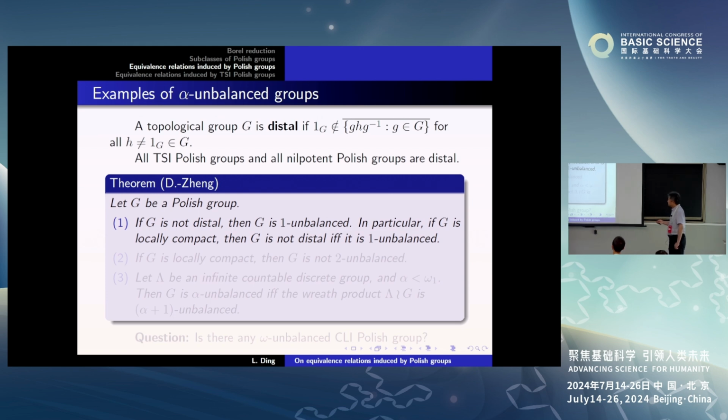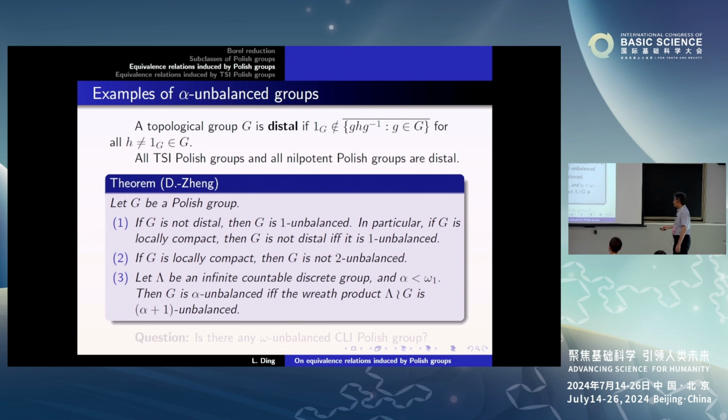Now, if G is not distal, then G is one unbalanced. Particularly, if we already know that G is locally compact, then G is not distal if and only if it's one unbalanced. So there are many examples of one unbalanced. Now, for locally compact, if G is locally compact, G is not two unbalanced. So for locally compact we can only go up to 1 and cannot go to 2.